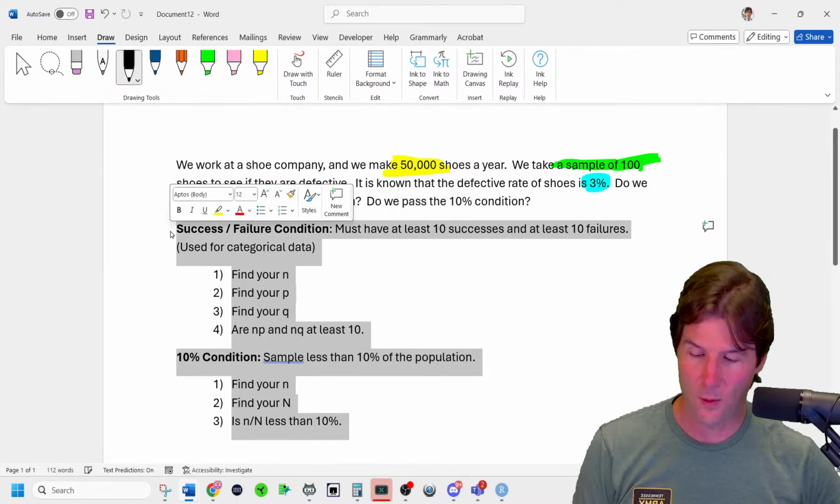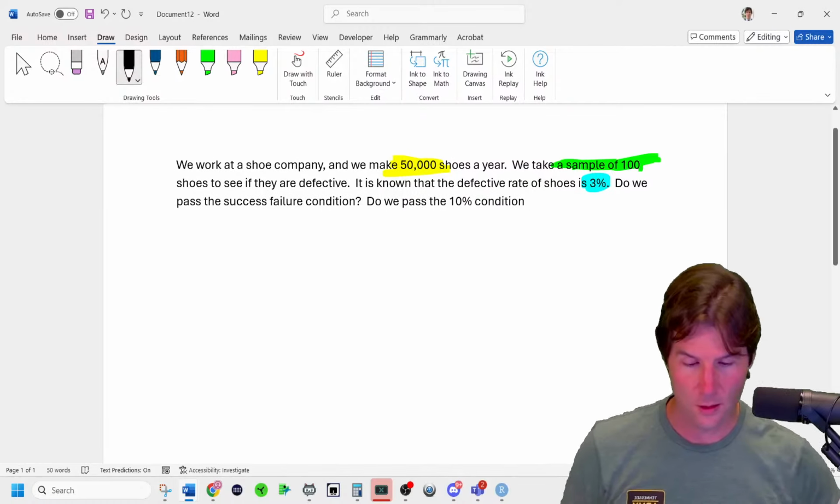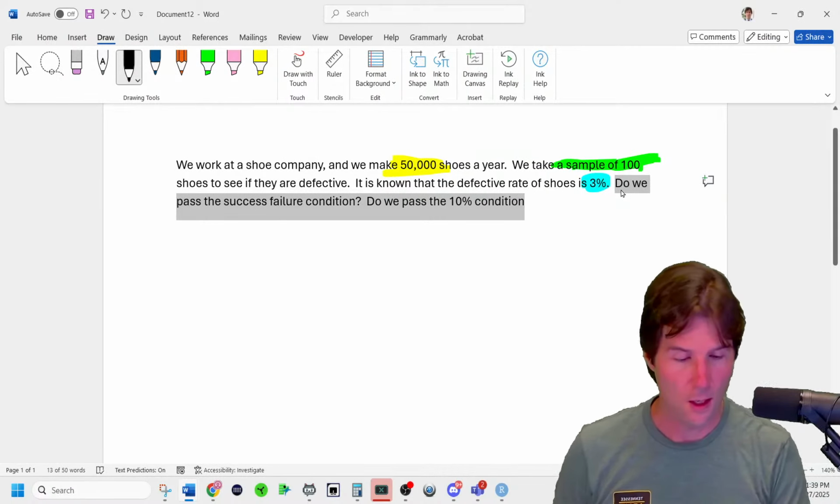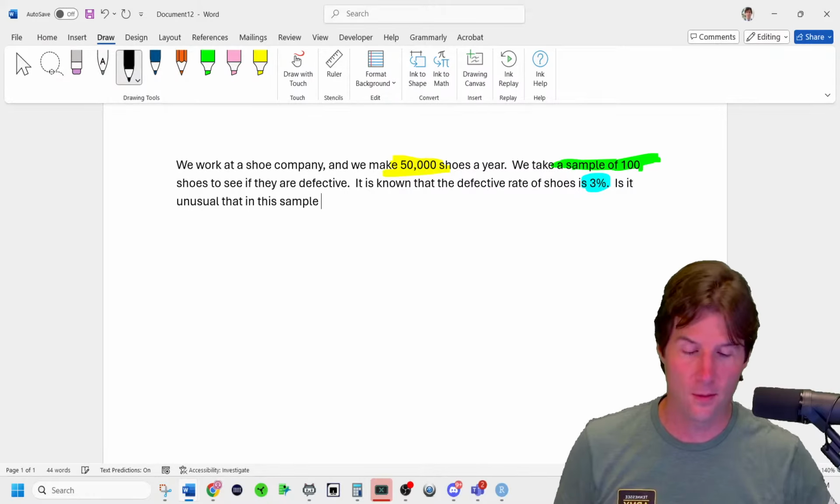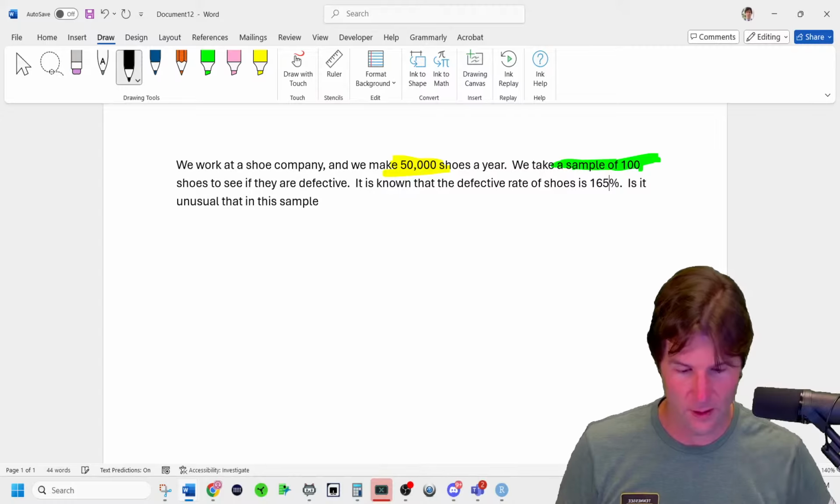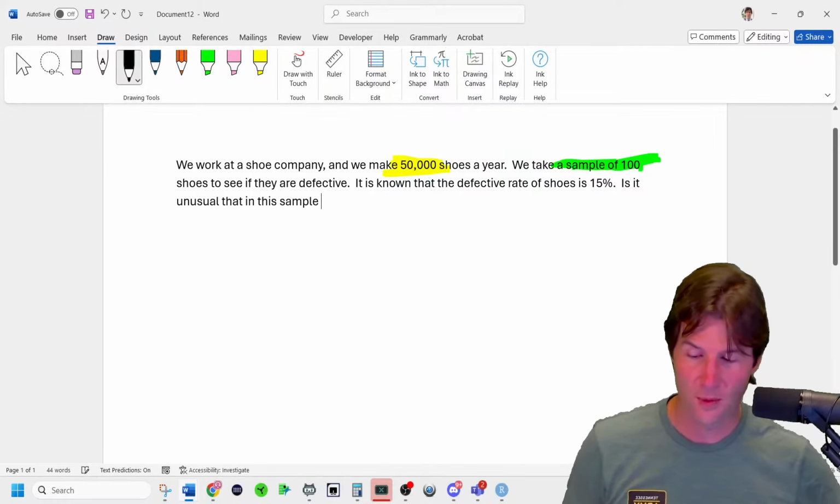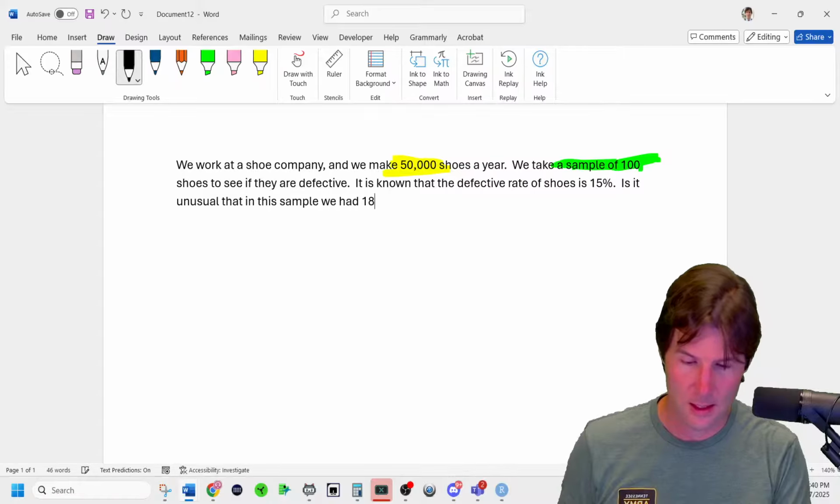So now we would have problems like, no longer checking conditions. Is it unusual that in this sample, here we'll change this because we failed a condition, we're going to a higher failure rate of 15%. We work at a very bad shoe company. Is it unusual that in this sample we had 18% defective? Give a z-score for justification.